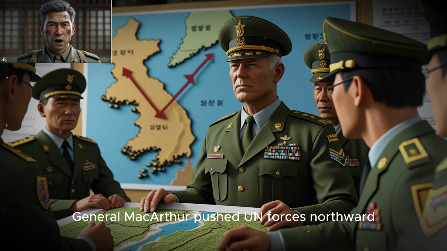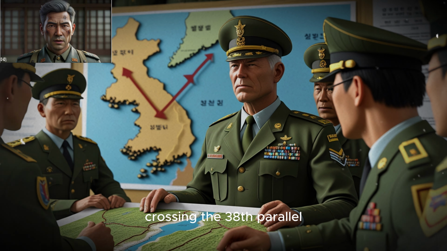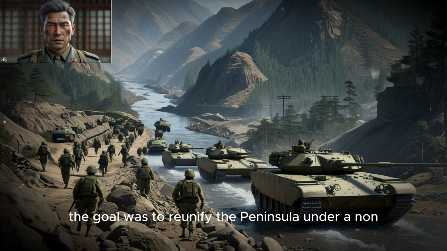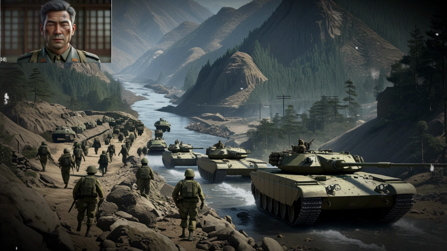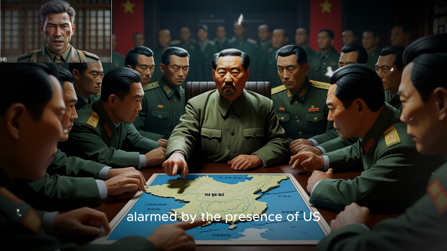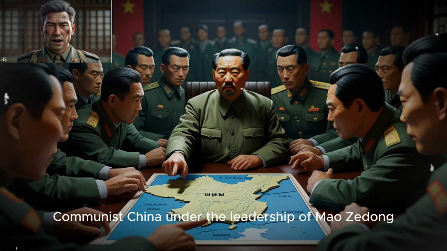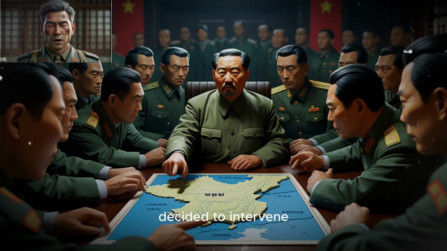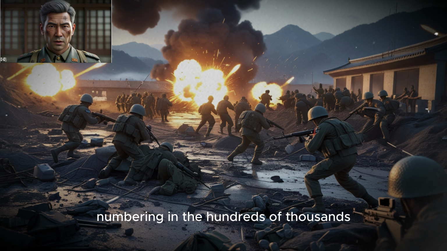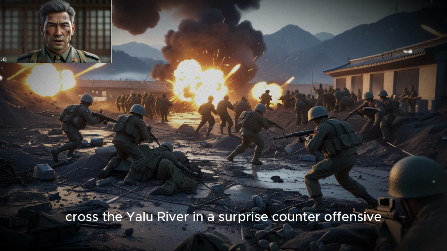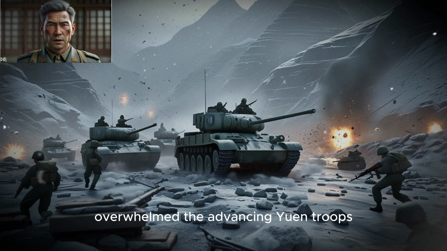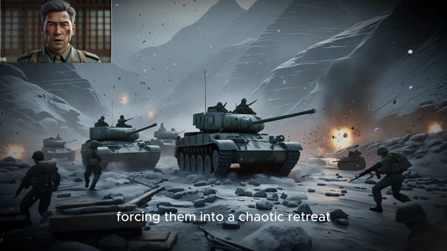Buoyed by their success, General MacArthur pushed UN forces northward, crossing the 38th parallel and advancing towards the Yalu River, the border with China. The goal was to reunify the peninsula under a non-communist government. However, this bold move proved to be a costly miscalculation. Alarmed by the presence of U.S. and UN troops near their border, Communist China, under the leadership of Mao Zedong, decided to intervene. In late October 1950, waves of Chinese troops, numbering in the hundreds of thousands, crossed the Yalu River in a surprise counteroffensive. The Chinese forces, well prepared and familiar with the mountainous terrain, overwhelmed the advancing UN troops, forcing them into a chaotic retreat.